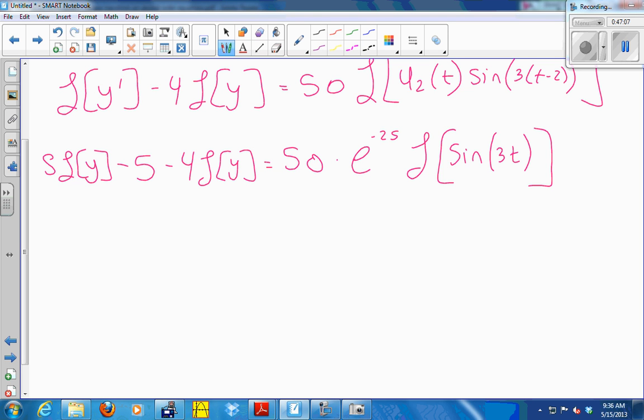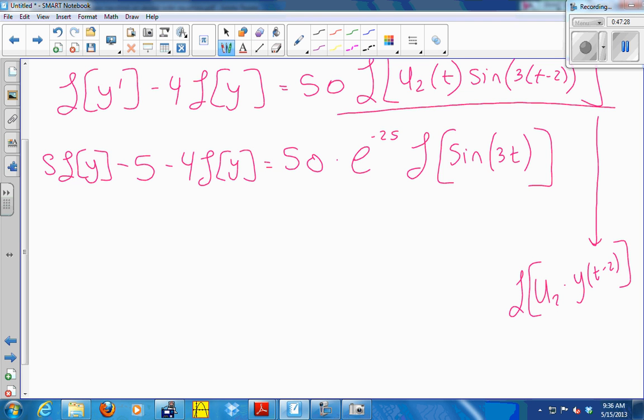Okay, so that came from the table. I was taking the Laplace of u sub 2 times the sine times some y of t minus 2. So in this case, y is the sine of 3t. Okay. All right, so now solve for the Laplace of y. Oh, I need to take the Laplace of 3t too. I'll do that in a minute.